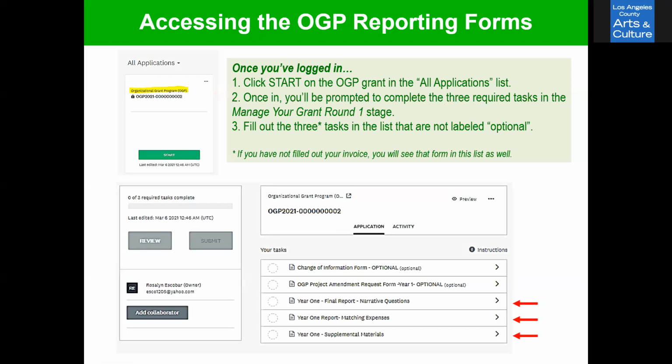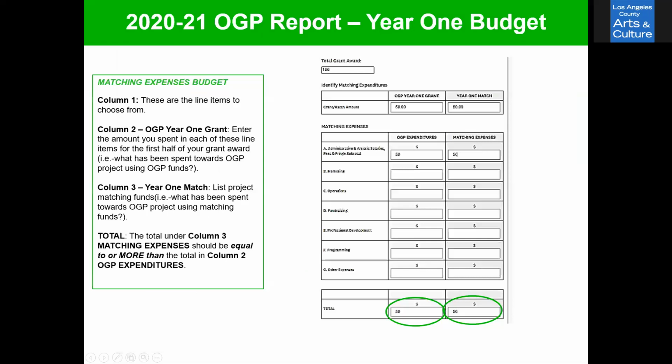If it's not a huge change, you're just reporting out with the regular forms. So you submit all of those documents. Let's look at the matching expenses budget. Like I was saying earlier, you'll see that there are 2 columns here: a column for OGP Year 1 grant expenditures, and then the Year 1 matching expenses.